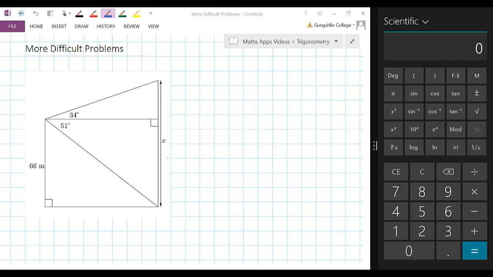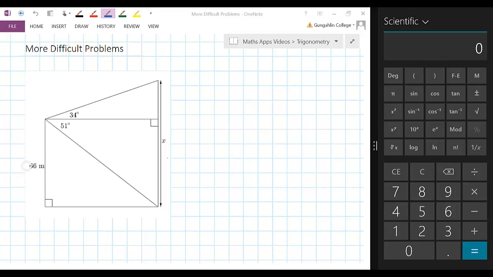We'll often also come across some more difficult problems in trigonometry that might be a little bit harder to work out how to begin, and this one is an example of that. So in this particular shape, I'm told these angles in here, and I need to find this side, this right hand side.